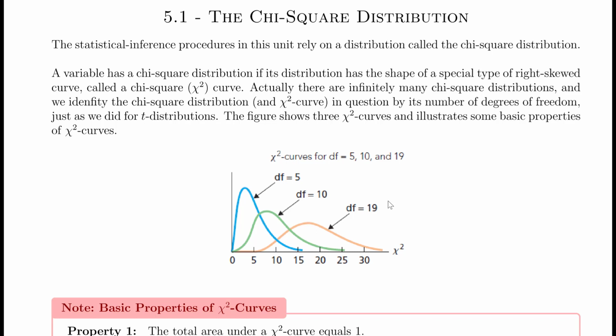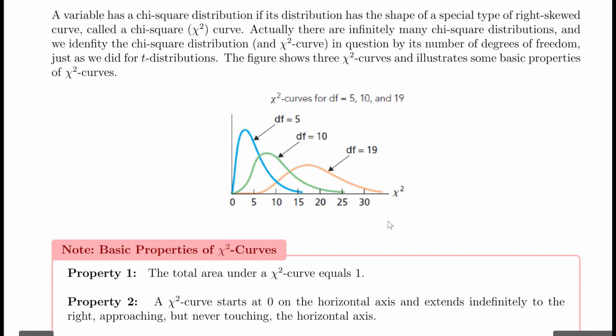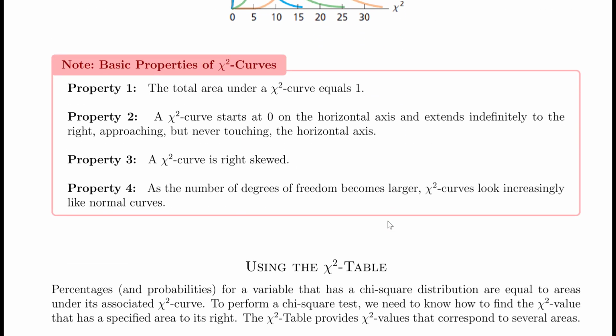The chi-square curve, again, is a right-skewed curve. You can see from the graph there in the middle of the screen that the larger the degrees of freedom become for the chi-square table, the curve resembles more of a normal curve as the degrees of freedom get larger. Just like all the other curves that we've looked at, the total area under the curve is equal to 1. This curve, similar to the F curve, does start at 0 and extends indefinitely to the right. So that's why it is a right-skewed test. And as the number of degrees of freedom becomes larger, the curve looks more and more like a normal curve.